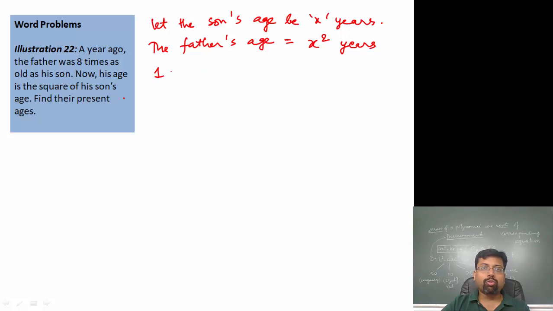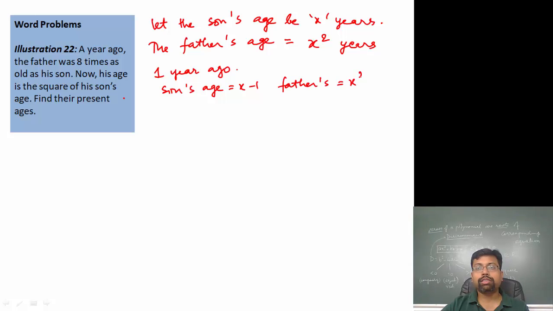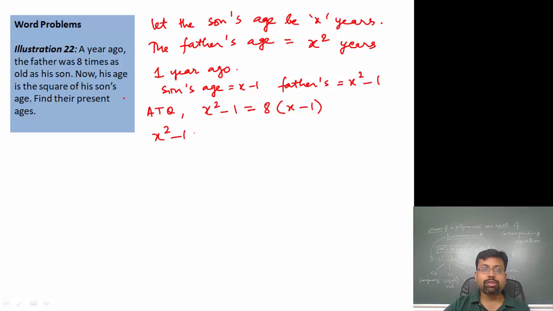Now 1 year ago, what happened 1 year ago? Son's age will be x minus 1 and father's would be x square minus 1. Okay? Now what does it say? According to the question, the father's age, which is x square minus 1, is equal to 8 times the age of son at that time. So the age of son at that time was x minus 1. So this is the equation that we have got. Now x square minus 1 is equal to 8x minus 8, which implies x square minus 8x plus 7 is equal to 0.